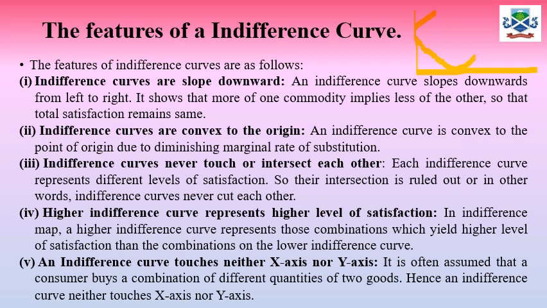Why is this logic taken? Because if it touches the y axis, you will find that x value comes 0. But the indifference curve definition says it is a combination of two commodities x and y. If it is touching the y axis, then x becomes 0. Over here x is 0. Similarly, when it is touching the x axis, then y becomes 0. That means you will not get the combination of two commodities. And that is the logic over here, that indifference curve should not touch or intersect the x or y axis. So that is the feature of indifference curve.